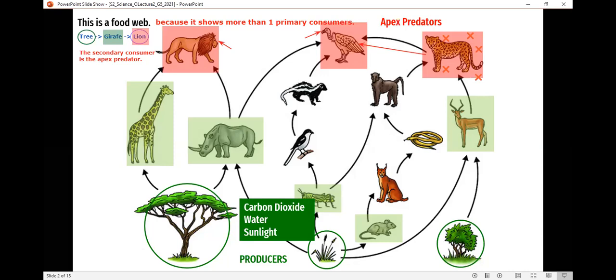Where does sunlight energy come from? From the sun. Thanks a lot.